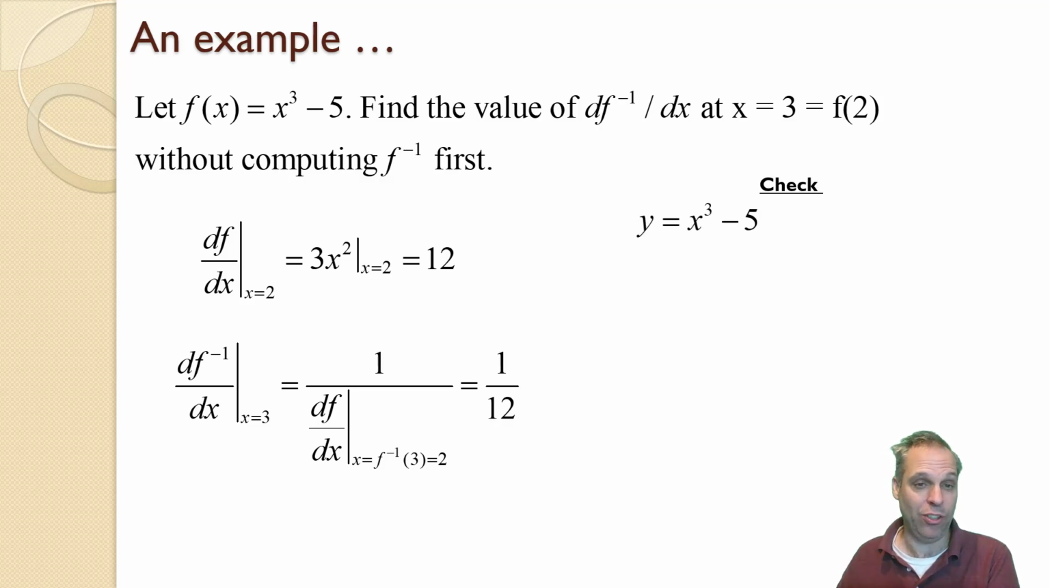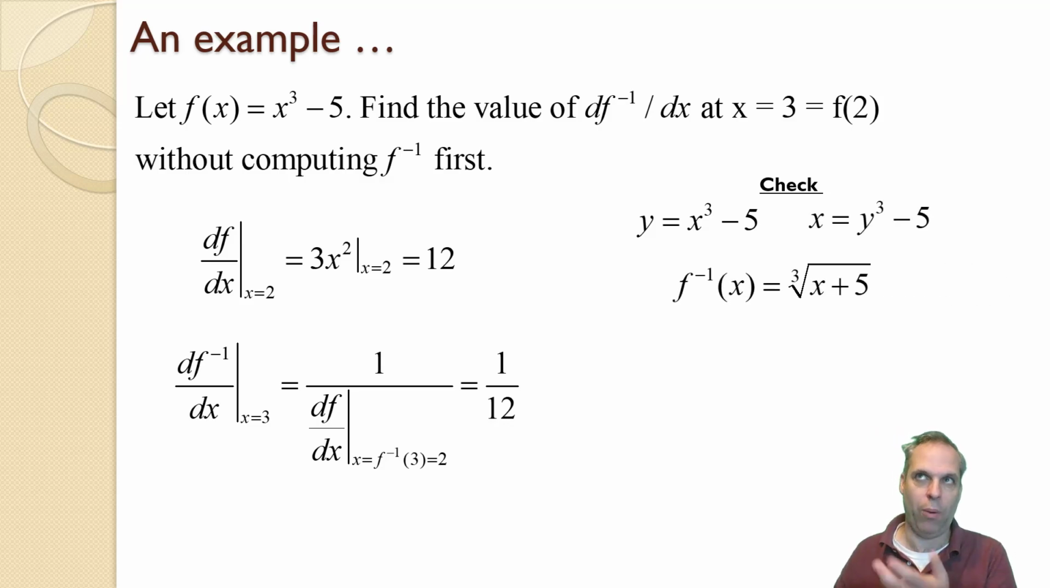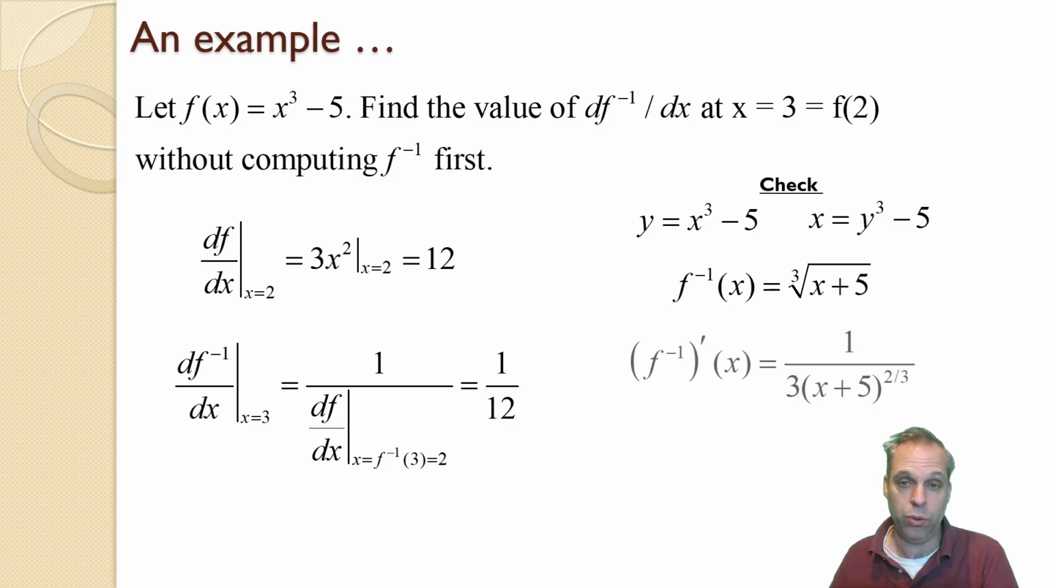Now we can check if you want to. We can check it because we can just use the swap and solve technique. What we do is we replace the f of x with y, we swap the x and the y, and then we solve for y and replace the y with the inverse function. So then that is the inverse function of f. We can then easily find that thing's derivative just by doing normal rules. That's the derivative of the inverse. And we can then just evaluate that at our input of 3.